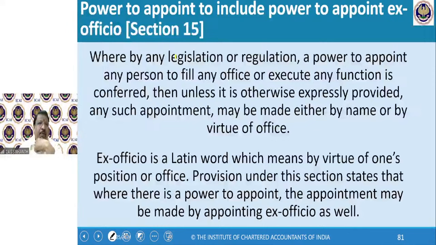Okay, where there is a power to appoint, then unless otherwise expressly provided, any such appointment may be made either by name or by virtue of office. Suppose the central government has the power to appoint, they can appoint a person, or they can say whoever is currently the principal commissioner of income tax will be an ex officio member. That is called ex officio. Ex officio means arising from one's position or office. For example, there are some SEBI committees where they will say certain investor associations are very important, like the Tamil Nadu Investor Association, which means they will say the secretary of the Tamil Nadu Investor Association will be an ex officio member. So I was a secretary of the Tamil Nadu Investor Association for 3 years.